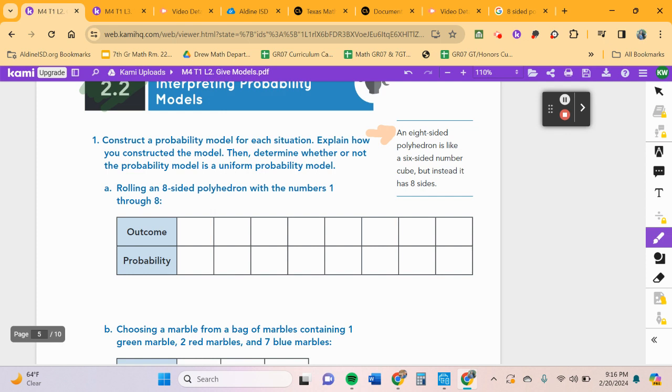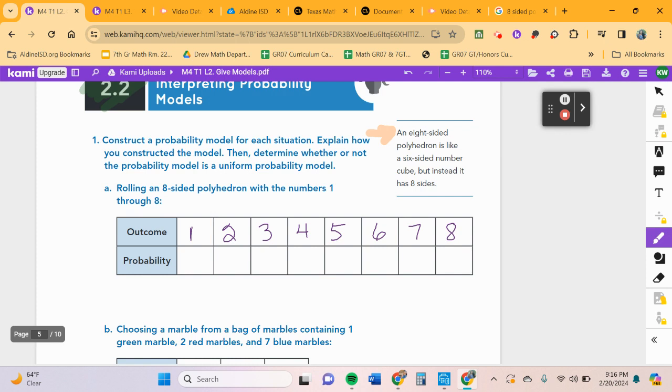All right, so let's look at this 8-sided polyhedron with numbers 1 through 8. So our outcomes are going to be listed on the top. I know if I've got an 8-sided die, I could roll a 1, I could roll a 2, I could roll a 3, a 4, a 5, 6, 7, and 8. And if you're not already, please take these notes along with me so that you are not left behind when you have to do it on your own. So if I've got an 8-sided die, those are my outcomes.